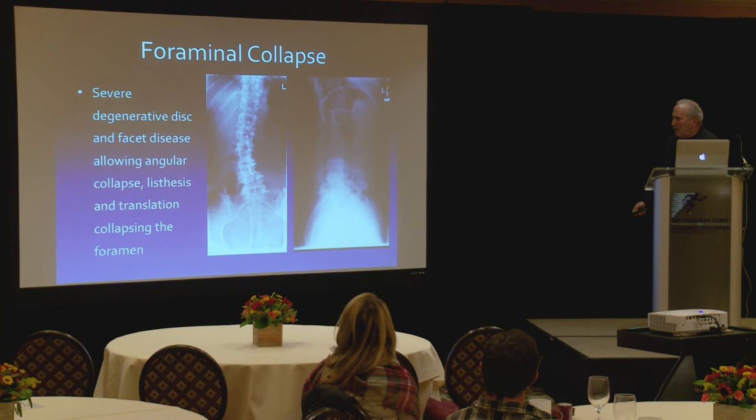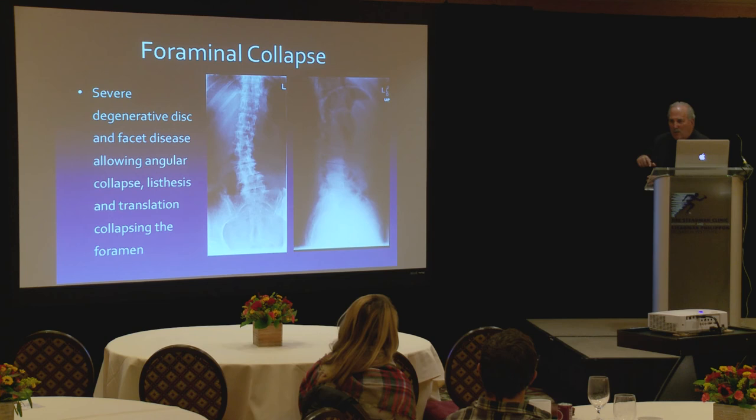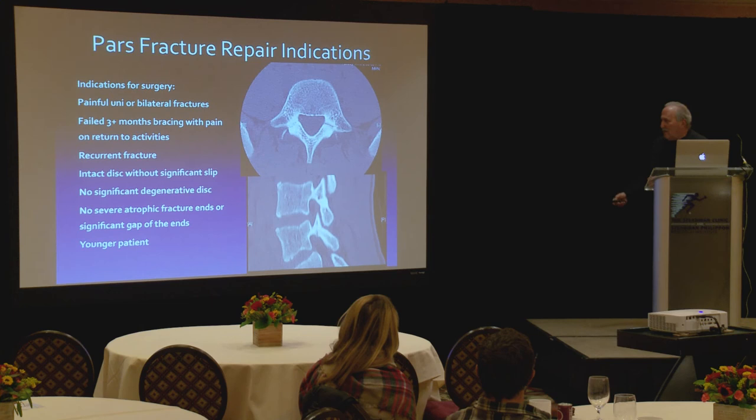So foraminal collapse, what do you do when you have a foramen that's collapsed? You can't do a decompression. You can do a roto-rooter job, but what's going to happen? That thing is collapsing onto the facet, right? So you open up the facet and you take the bone away, it collapses further. Needs a fusion, unfortunately. Again, as we talked about foraminal collapse, we'll just very quickly talk about pars fractures.